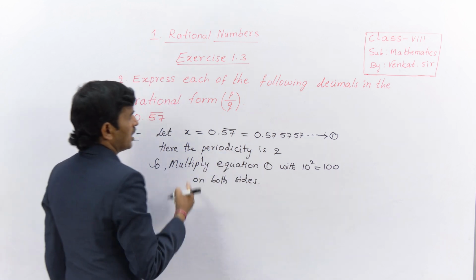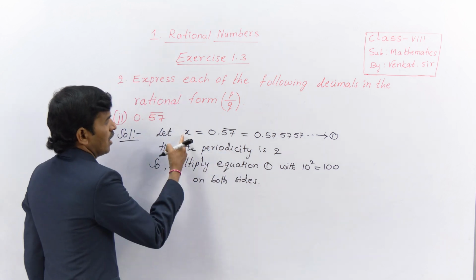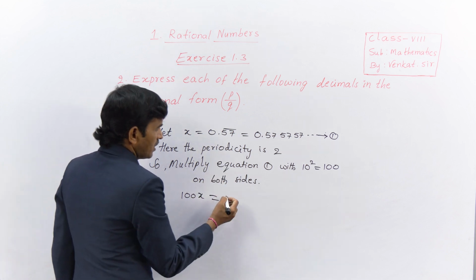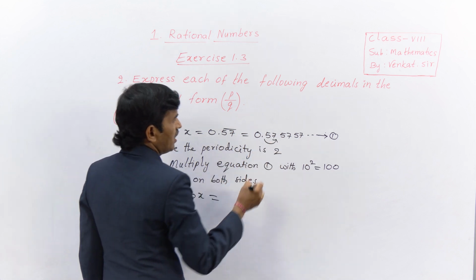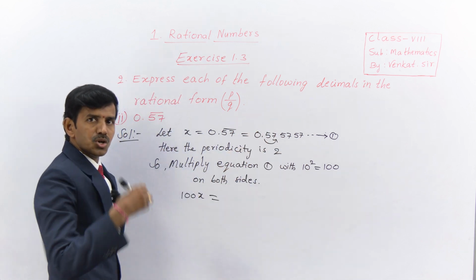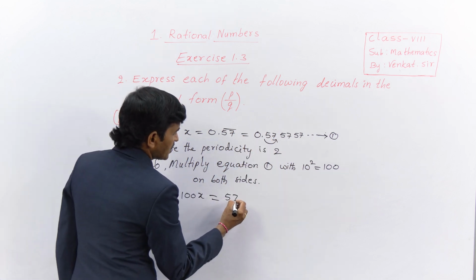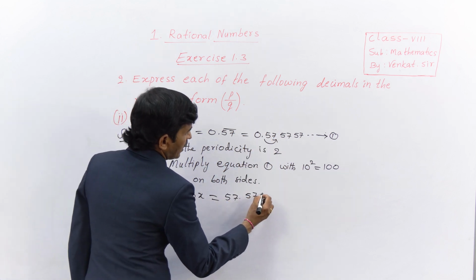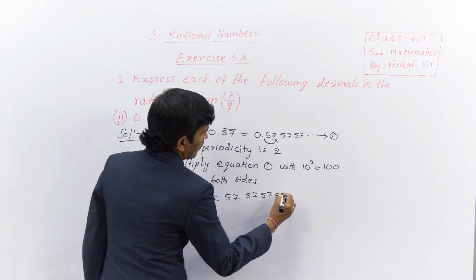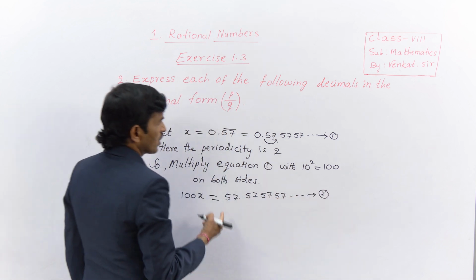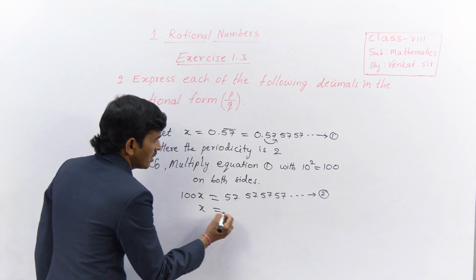On both sides when you multiply, what you get? Let us see here. 100 into x, it becomes 100x. Then when you multiply with 100, decimal point moves towards right side by 2 digits, that is 57.5757, you will get it. That is equation number 2. Now what is equation 1?